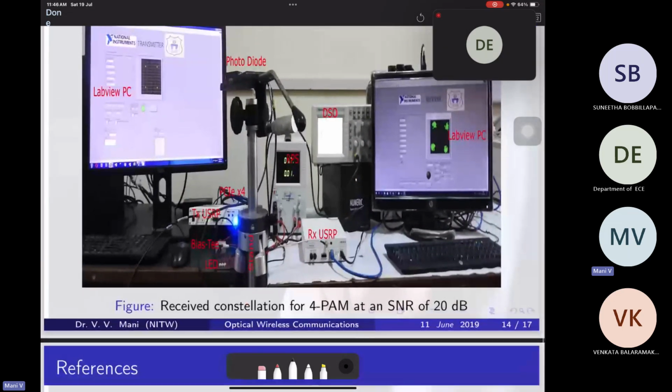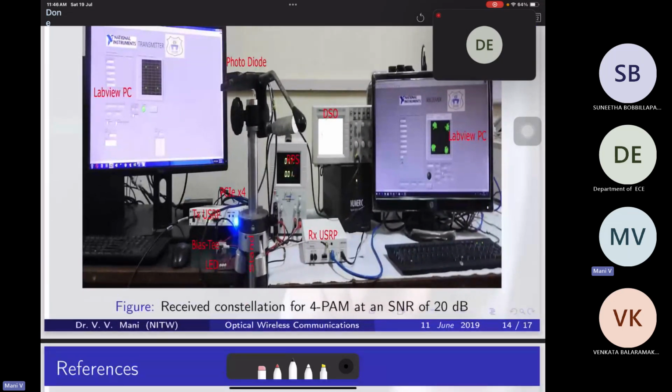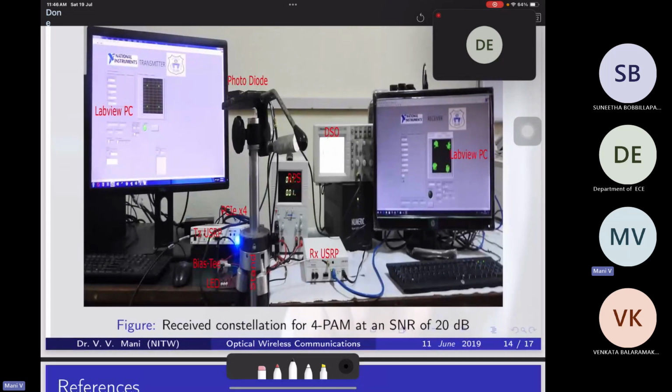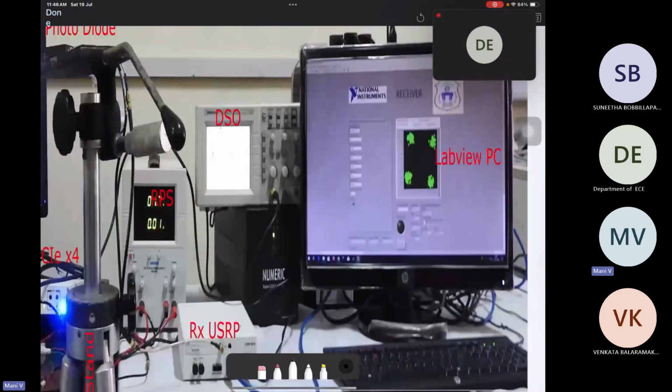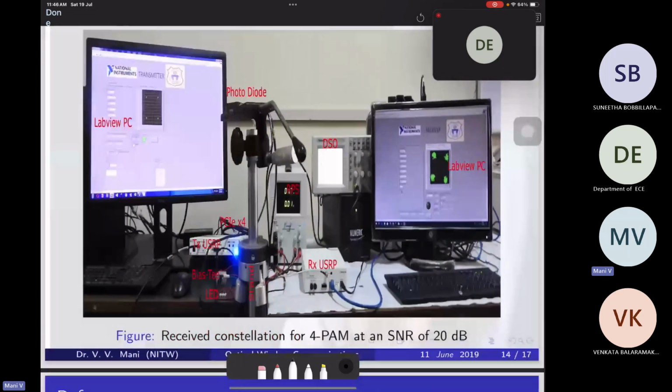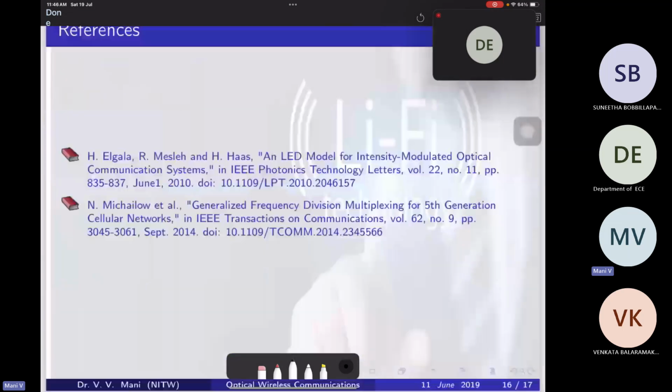So we adopted some synchronization techniques, and here we did it for a QPSK signal. Can you see that? Quadrature phase shift keying. That means 2 bits at a time I transmit. So we receive those signals.